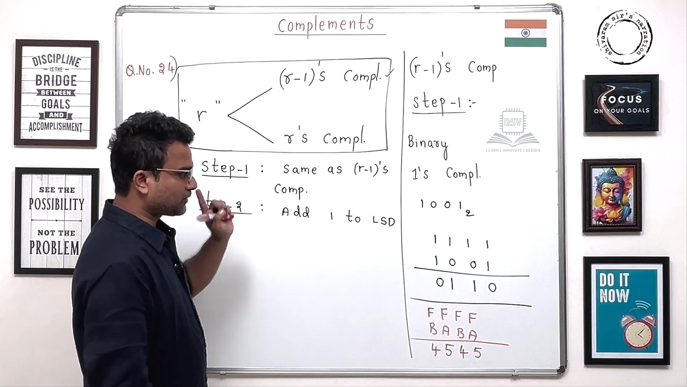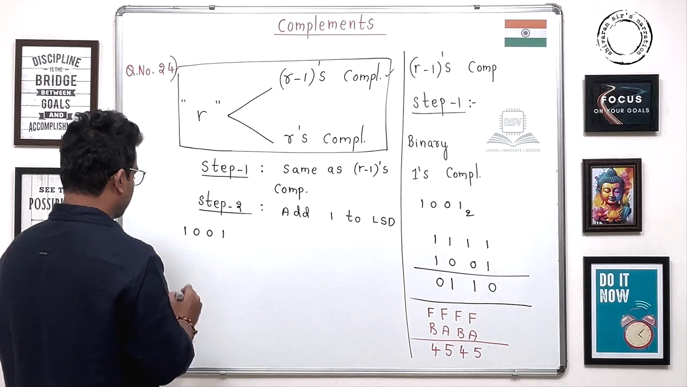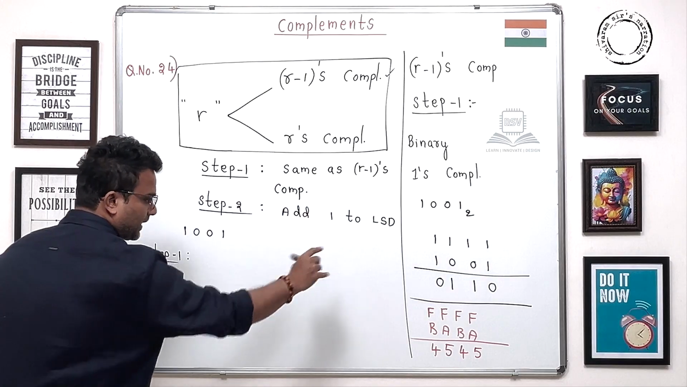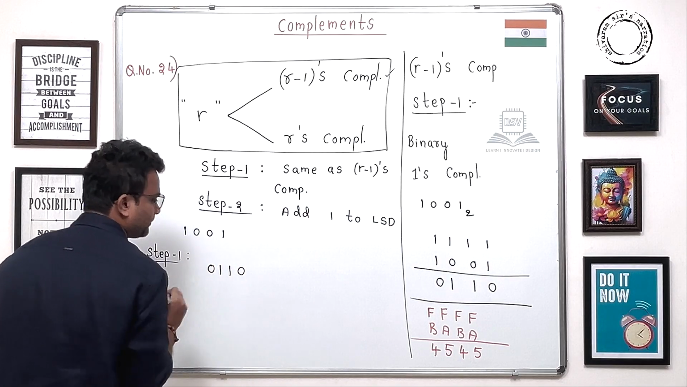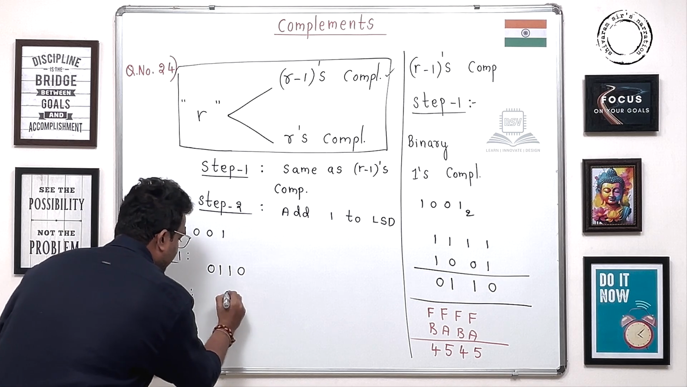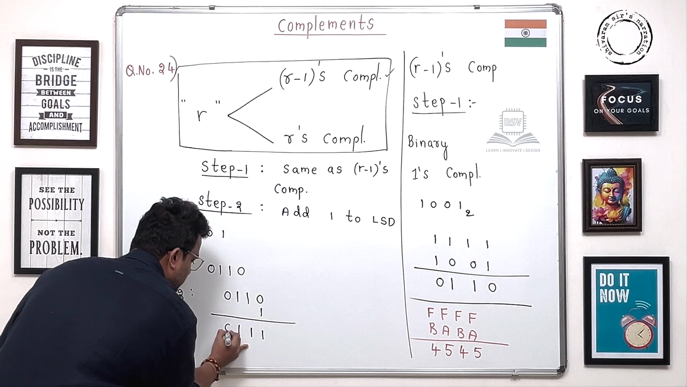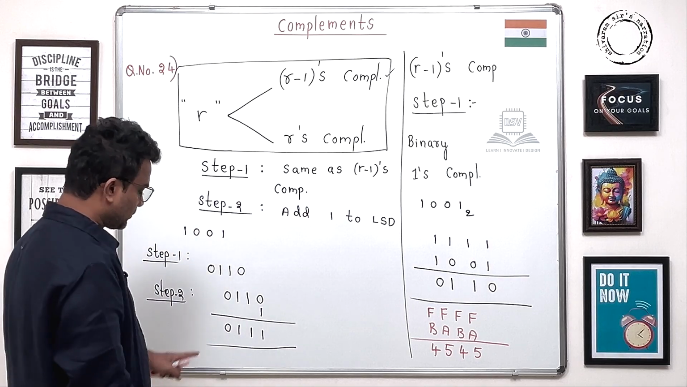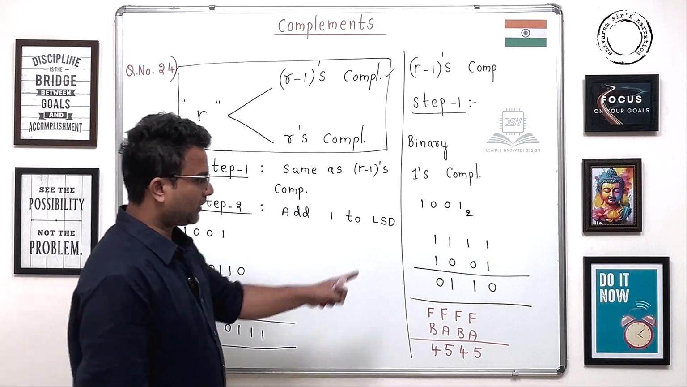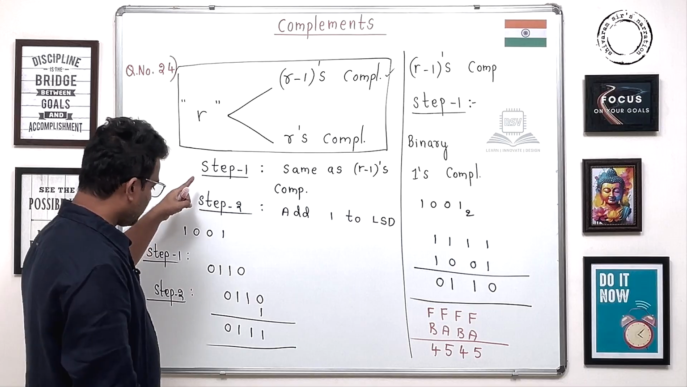Let us start. The first one, 1001. Step 1, perform 1's complement. If you subtract, you will get 0110. And step 2, we need to add 1. While adding, we get 0111. So 0111 is the 2's complement of the base 2 number 1001. Got it? This is for binary.